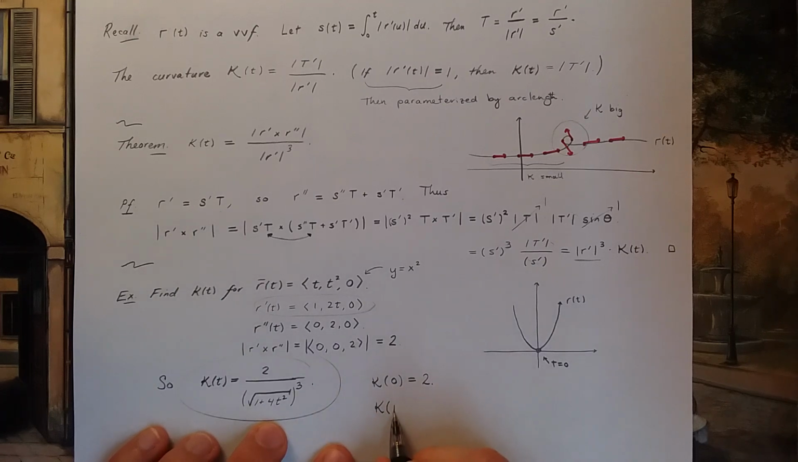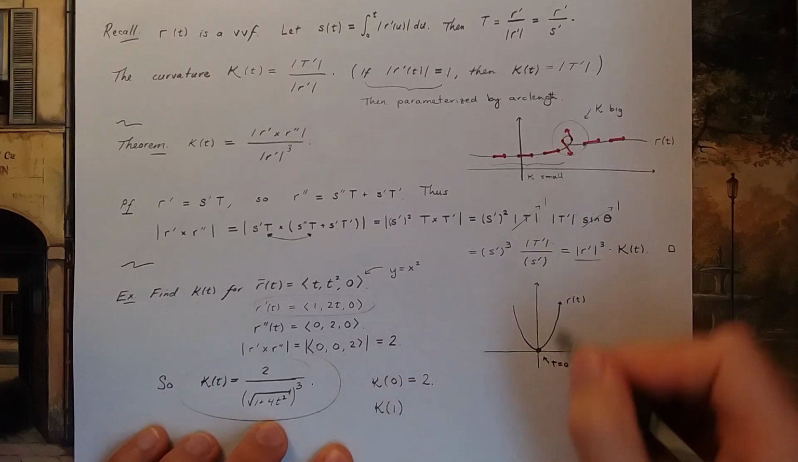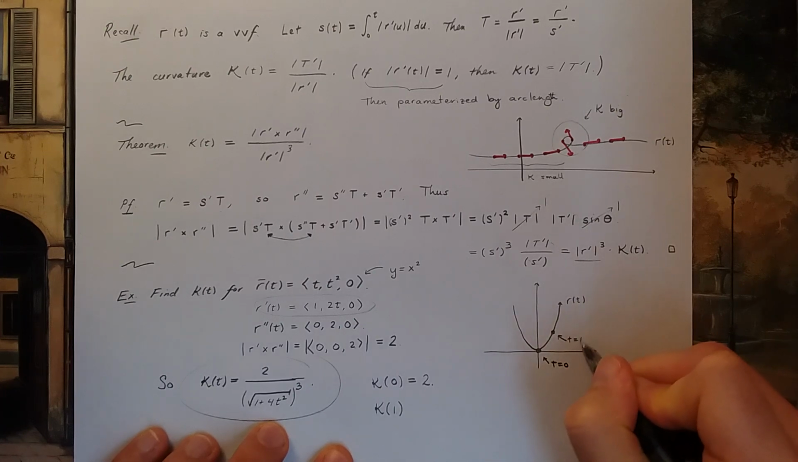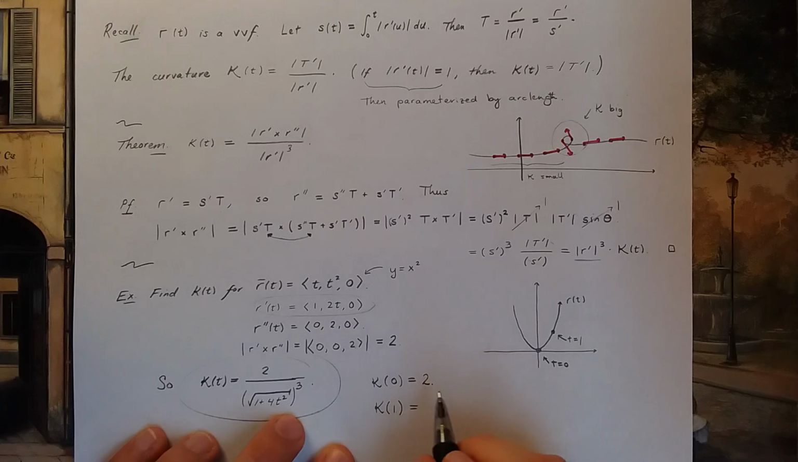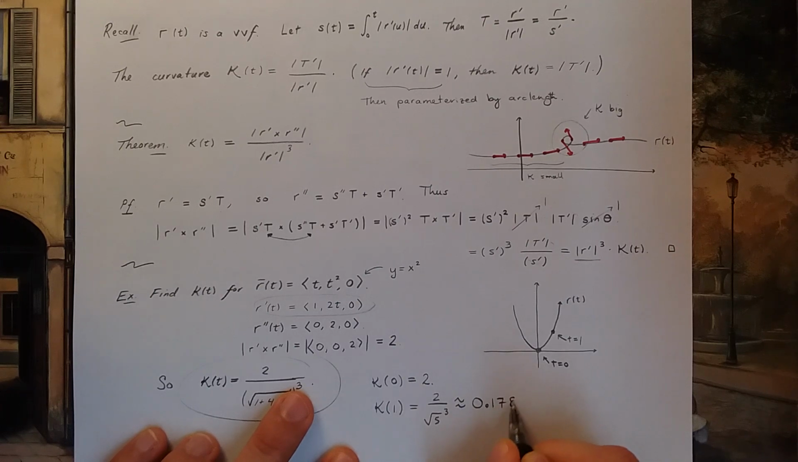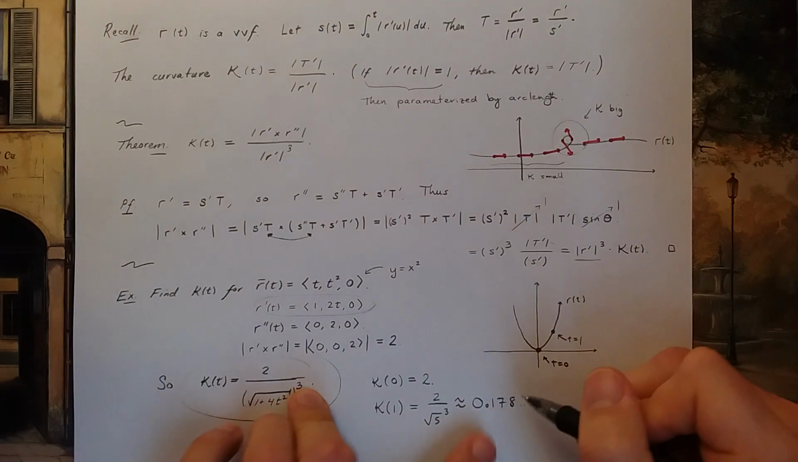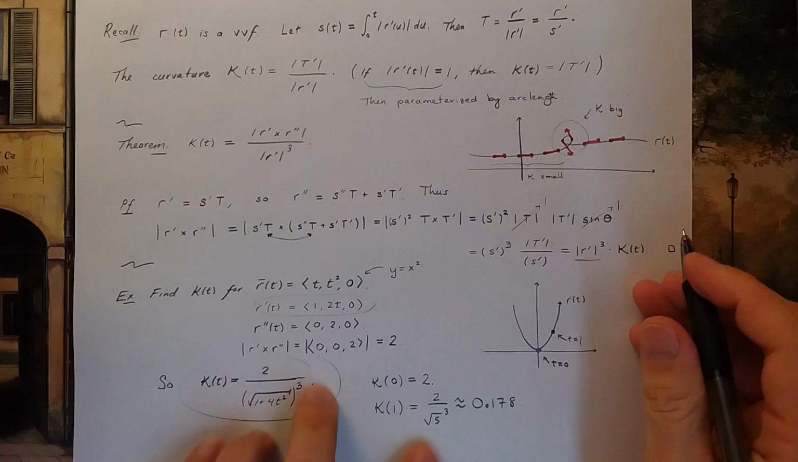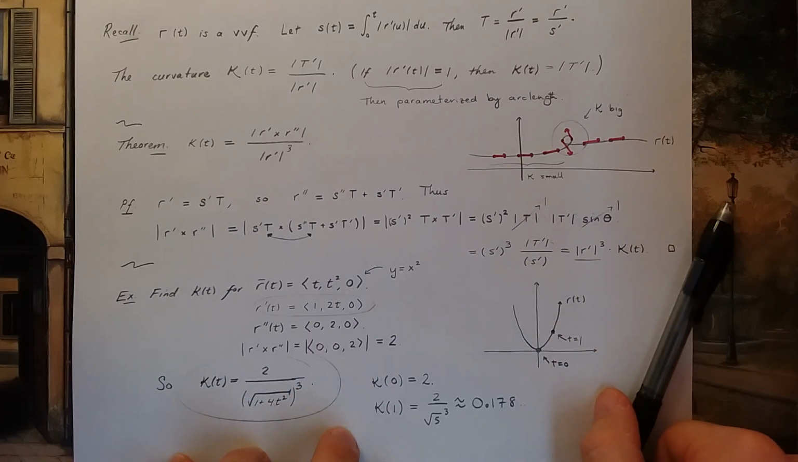However, if I stick in 1 for t, I'm right here maybe, then the curvature is 2 over root 5 cubed, which I think is approximately 0.178, much less than 2, because the curve is a lot less curvy over here at t equals 1. Okay, so now we've introduced curvature.